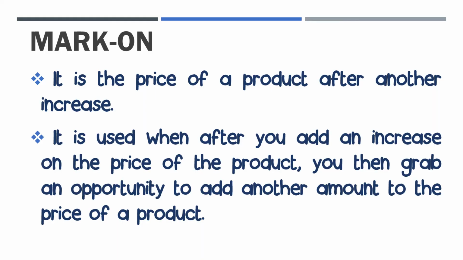Now, let's proceed to the concept of mark-on. When we say mark-on, it's another term for markup. They are just the same. They just differ on some function. When we say markup, it's the amount added to the original cost. When we say original cost, it's the price of the product or item when you buy it from the supplier.